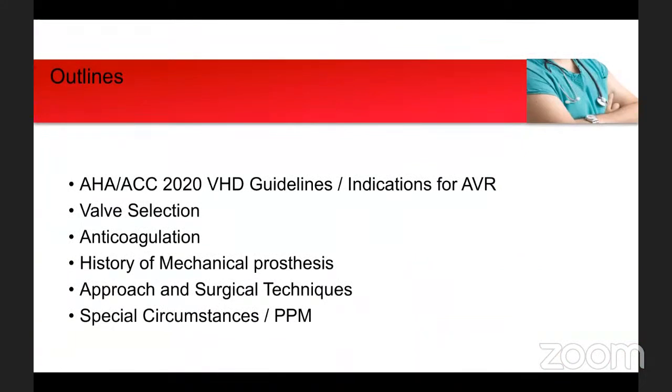My outline for my presentation today will start with the latest American Heart Association and American College of Cardiology 2020 guidelines, mainly speaking on indications for AVR and valve selection and anticoagulation for aortic valve replacement. Then we'll talk a little on the history of mechanical prosthesis, and we'll move then to the approach and surgical techniques for mechanical AVR. And lastly, we'll speak about patient prosthesis mismatch.